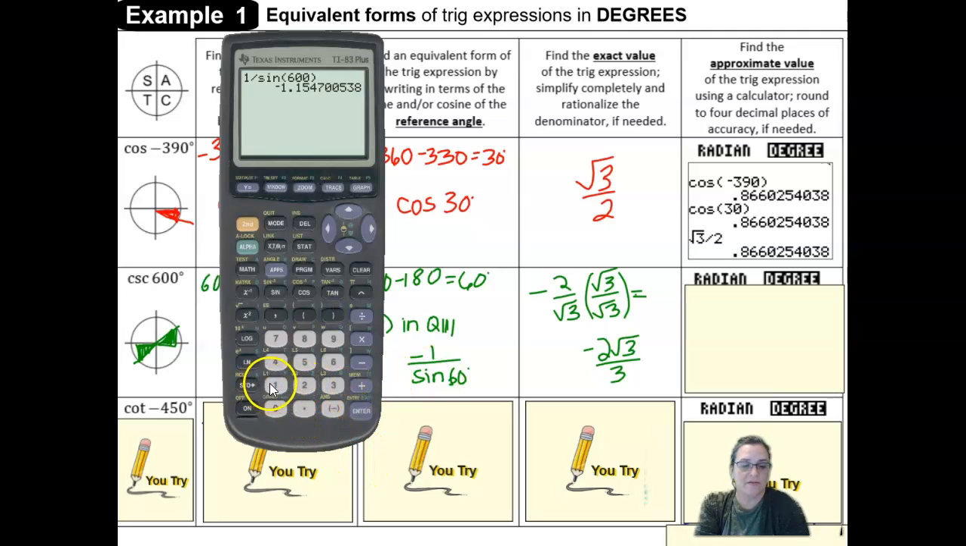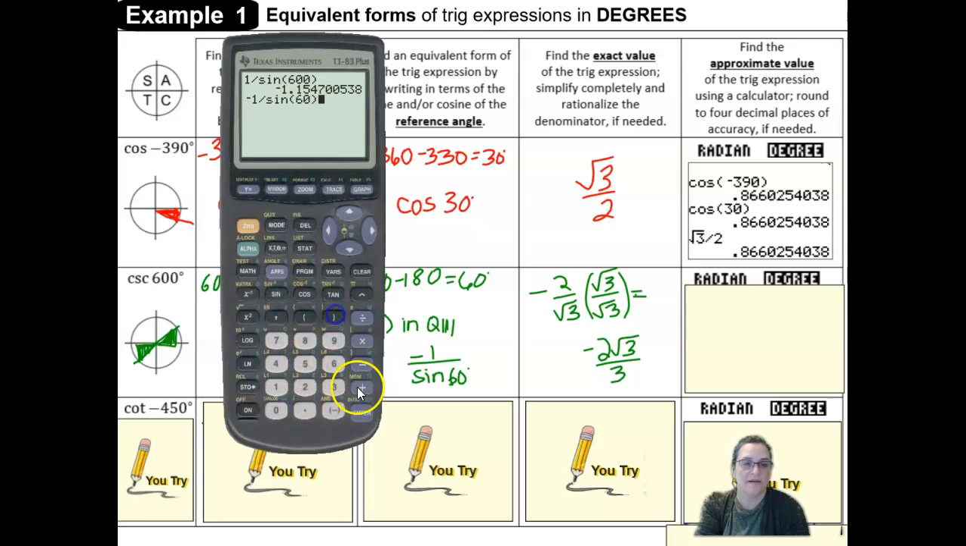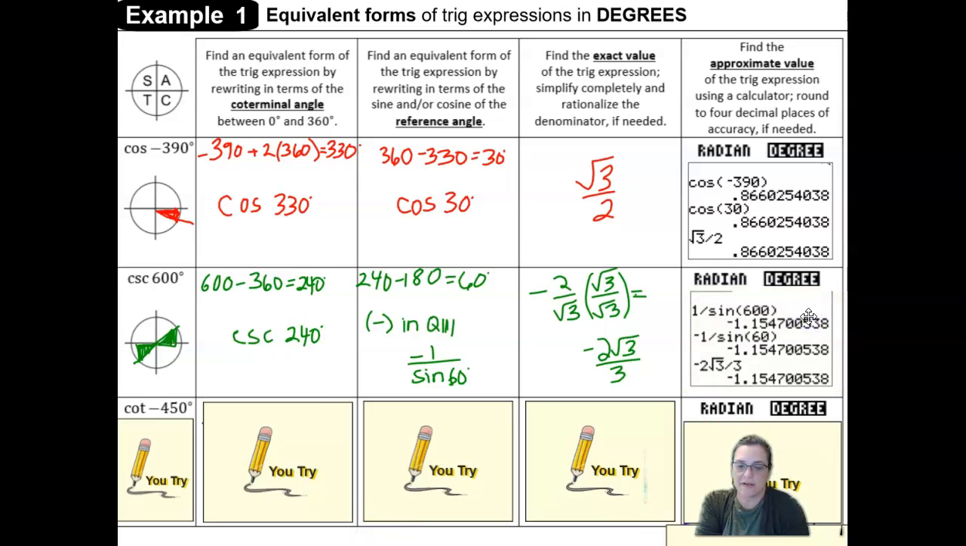And we'll compare that to our equivalent expression for the reference angle, so -1 divided by the sine of 60 degrees. And notice we get the same thing. And we'll compare that to our final answer, -2 square root of 3 divided by 3. And we get the same thing each time. So rounding that answer to 4 decimal places of accuracy would be -1.1547.